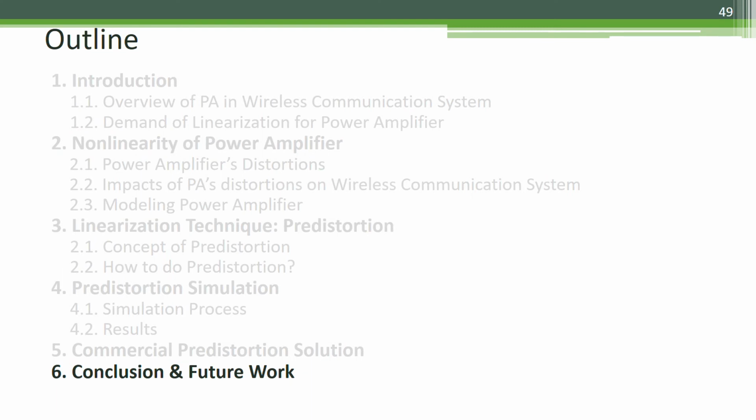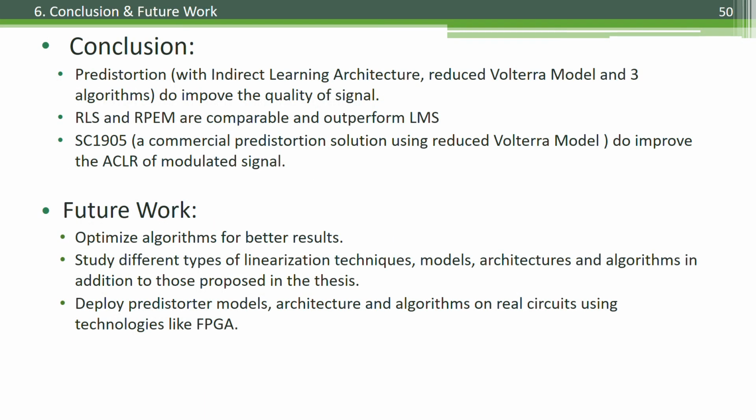So finally, in the final part, conclusion and future work. I have a conclusion here. Predistortion with indirect learning architecture, reduced Volterra model, and three algorithms improves the quality of the signal. The recursive least square and recursive prediction error are comparable and outperform least mean square. The SC1905, a commercial predistortion solution, uses the reduced Volterra model to improve the ACLR of the modulated signal.